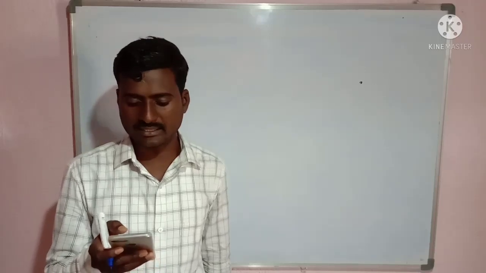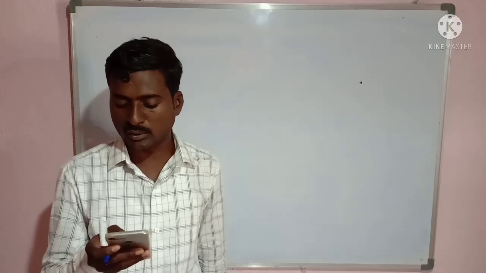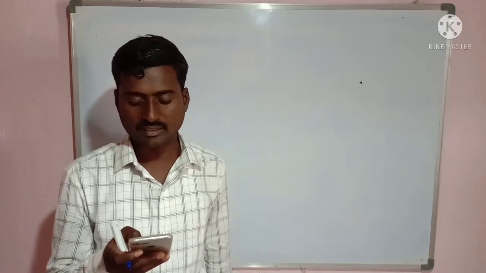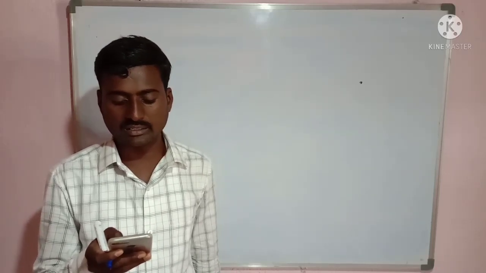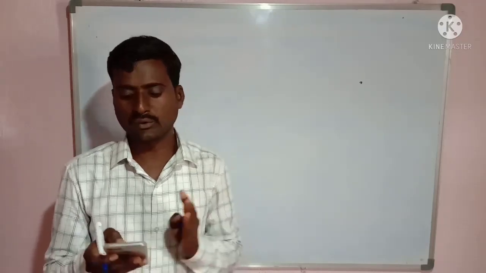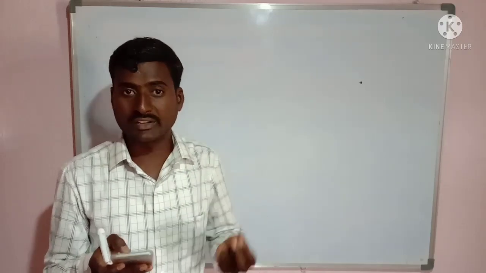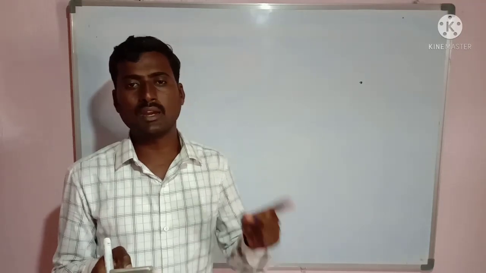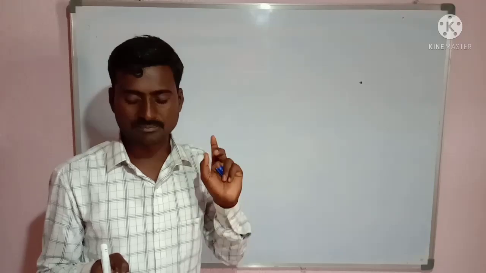The question is: which of the following pairs of linear equations has a unique solution, no solution, or infinitely many solutions? In case there is a unique solution, find it by using the cross multiplication method. First we have to find whether these equations have a unique solution, no solution, or infinitely many solutions. If it has a unique solution, then we find it by using the cross multiplication method.